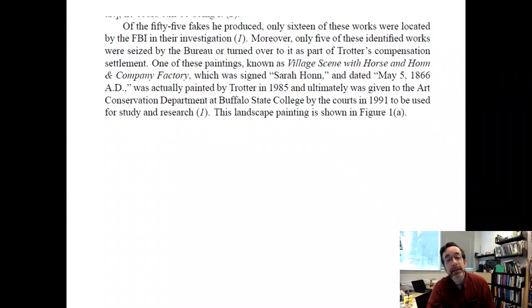Now, this is actually involved with an FBI investigation, that there were paintings, including one signed as Sarah Hahn that was dated 1866 AD, and that's a little bit weird. Why would you be putting that on if you were actually painting in 1866? Anyways, the FBI says they have evidence this was actually painted in 1985 and was given to Buffalo State College by the courts in 1991 for study and research. In this case, not study of an old painting, but study of a modern painting that was forged to look old. It's kind of cool.